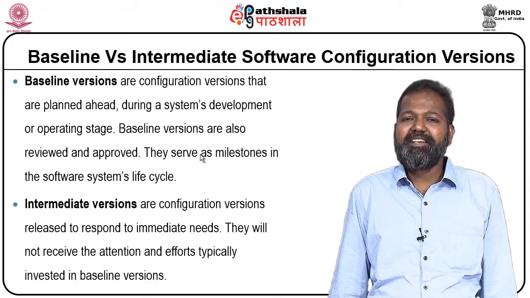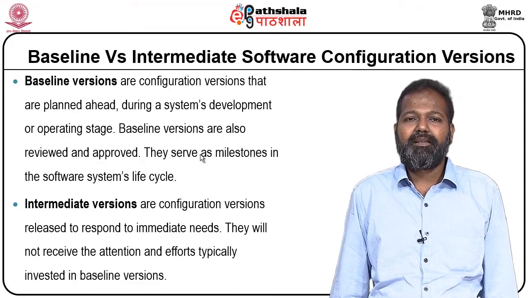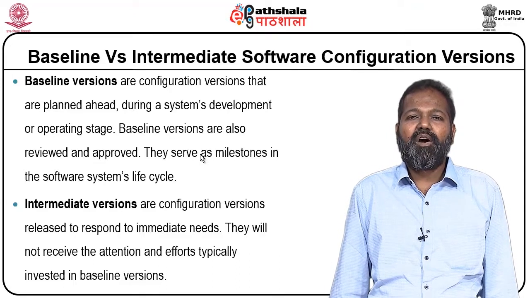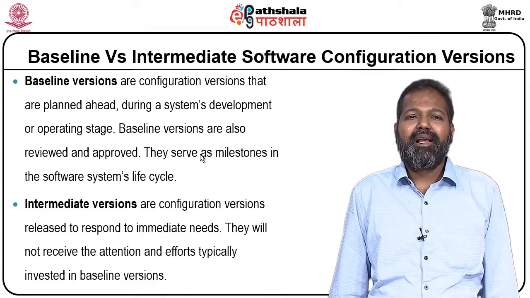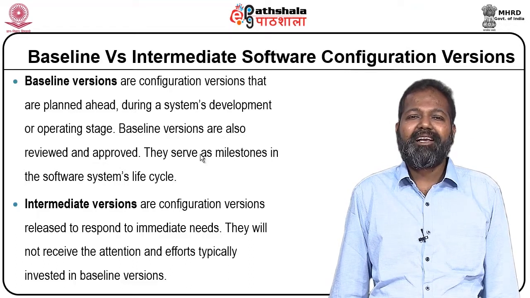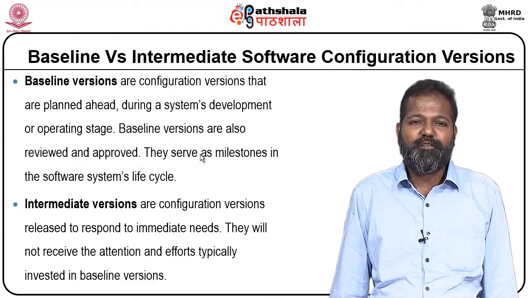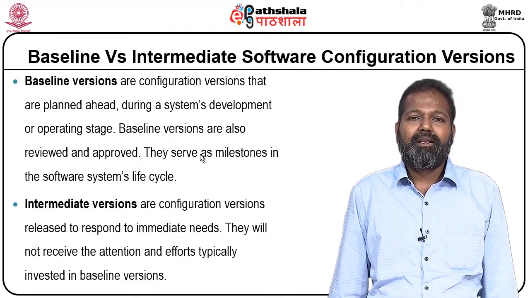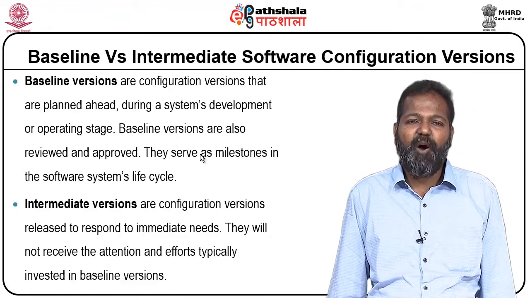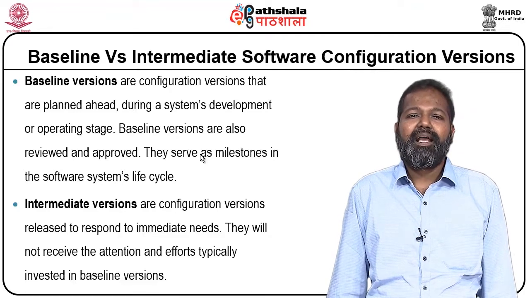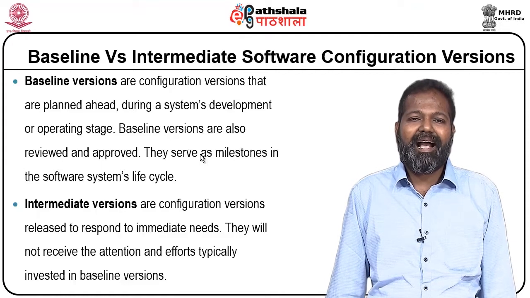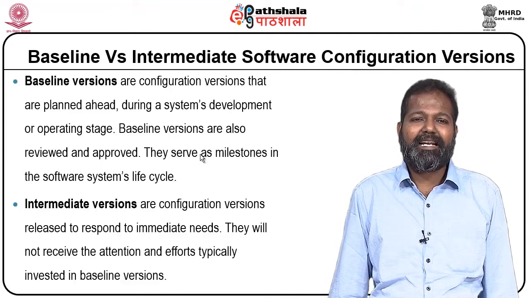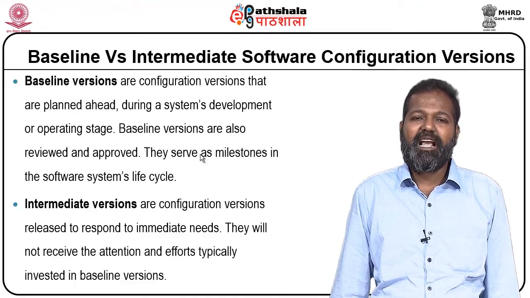Baseline versus intermediate software configuration versions. Baseline versions are configuration versions that are planned ahead during a system's development or operating stage. Baseline versions are also reviewed and approved. They serve as milestones in the software system's life cycle. Intermediate versions are configuration versions released to respond to immediate needs. They will not receive the attention and effort typically invested in baseline versions.